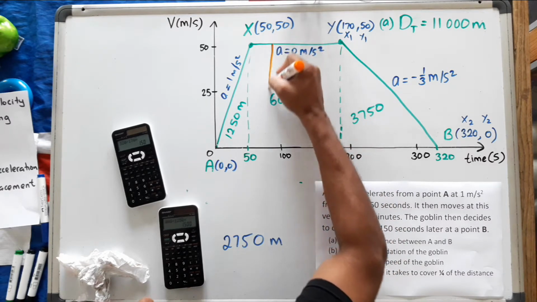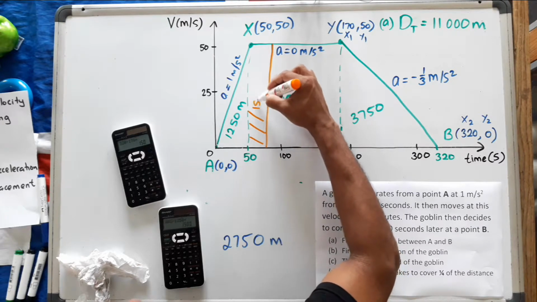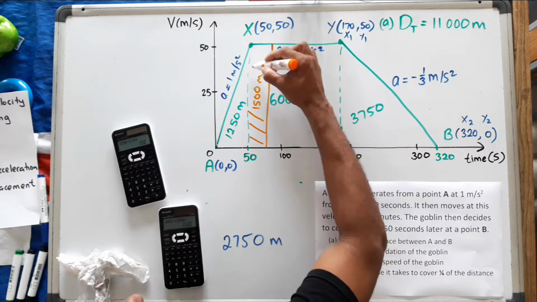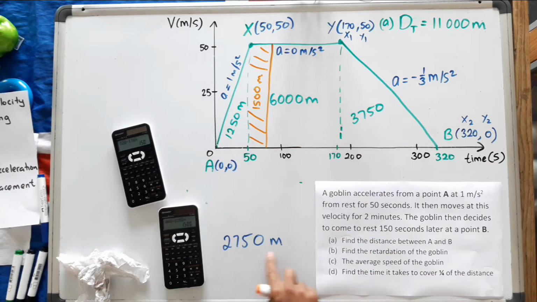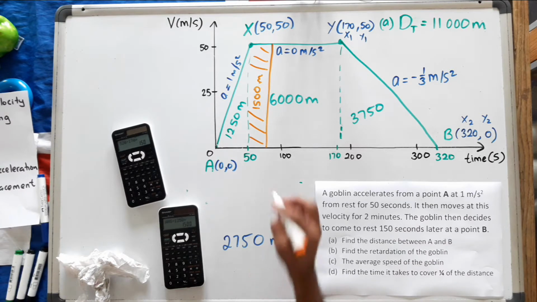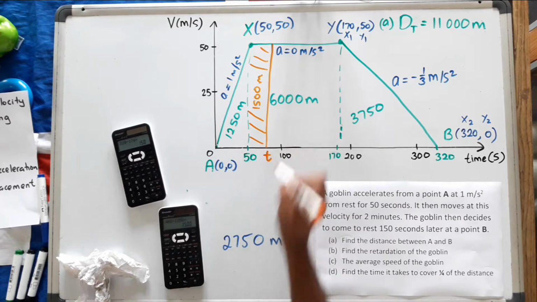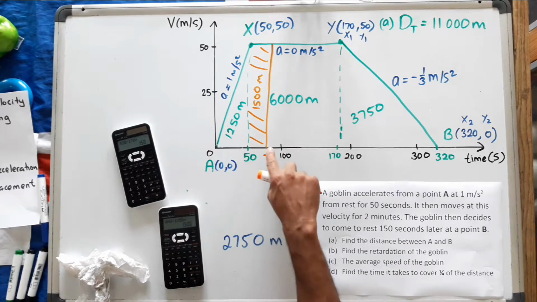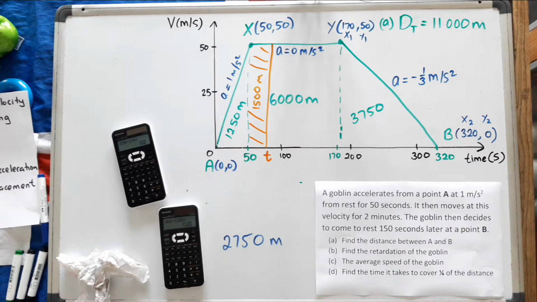We only need the orange part here to be 1500 meters. So when we add it to the 1250, we will get a quarter of the distance. All right? So we don't know at what time this happens. At what time will this happen to make the orange area 1500 meters?